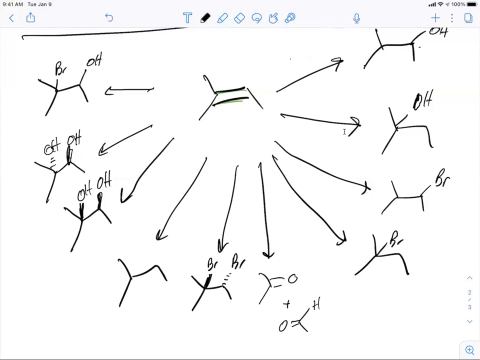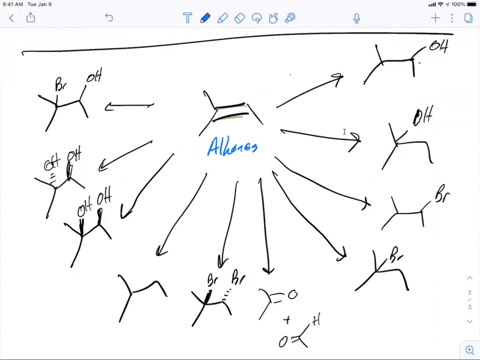Okay. So we've got all of these reactions, all right? And so we can start with one group here, alkenes, and we can form all these other functional groups, right? So this is the anti-Markovnikov alcohol. We got the Markovnikov alcohol. We've got the anti-Markovnikov halide. We got the Markovnikov halide.